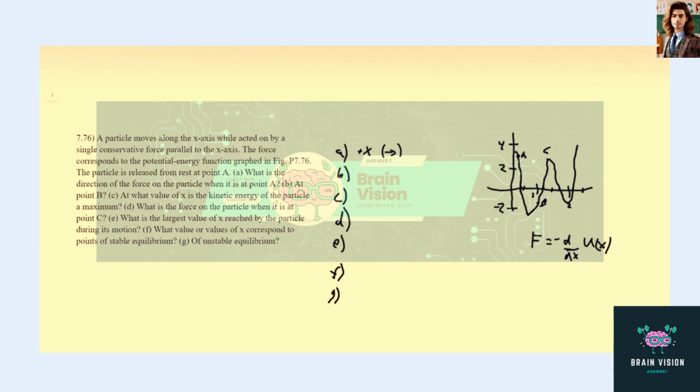At point B, the slope is positive, so times the negative, it's going to be a negative x direction for the force, which is to the left.